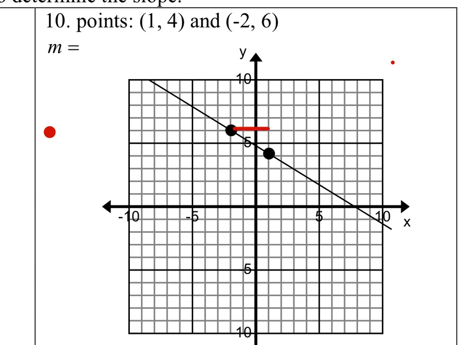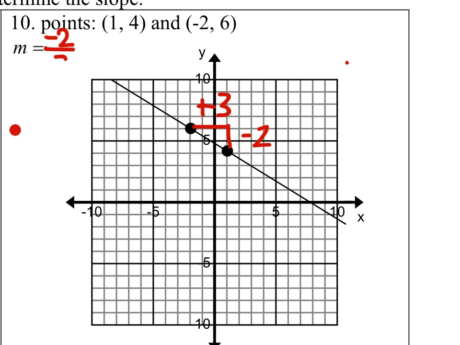So then you go positive 3. You go to the right, positive 3. Then you go down negative 2. Sorry, let me catch up there. Negative 2. So then you do 3 divided... No, that seems wrong to me. It's because you went right to left instead of left to right. Sorry. So then you go negative 2 over 3.